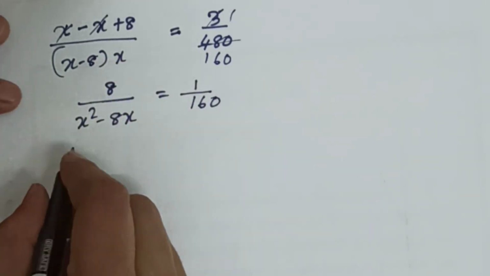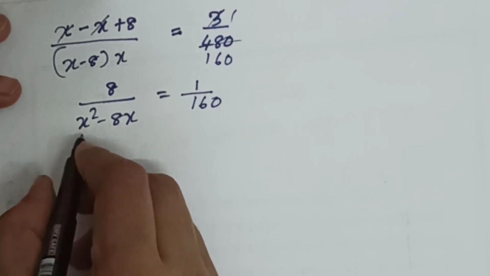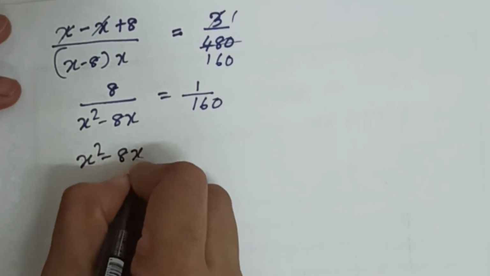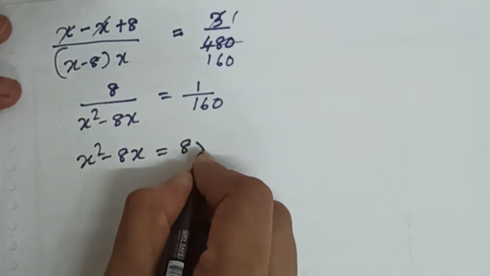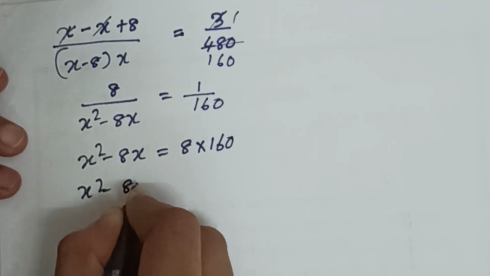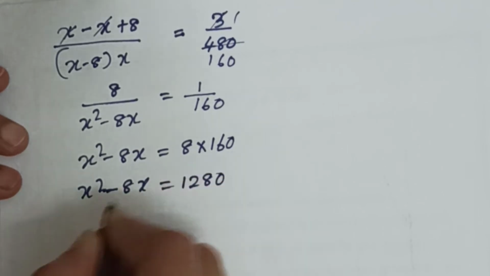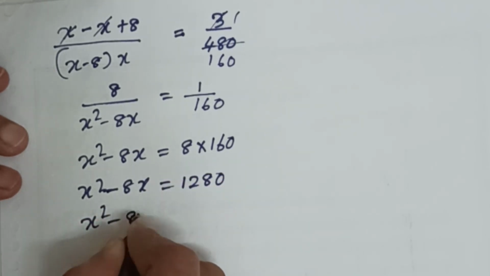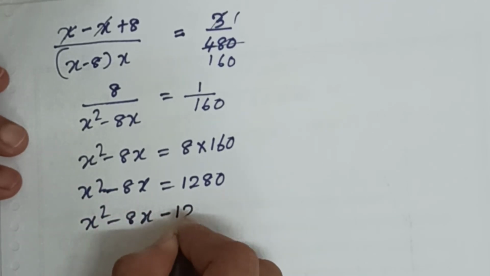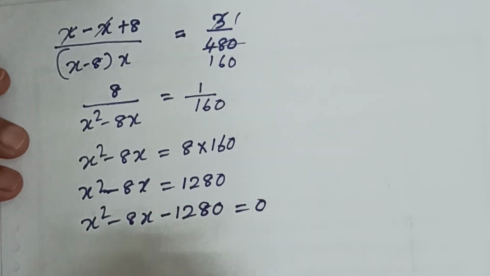Now you have to do the cross multiplication. It will be x square minus 8x into 1. x square minus 8x is equal to 8 into 160, so that is equal to x square minus 8x equal to 1280. Now 1280, when it goes to the left hand side, will become minus. So x square minus 8x minus 1280 is equal to 0. So this is the required quadratic equation.